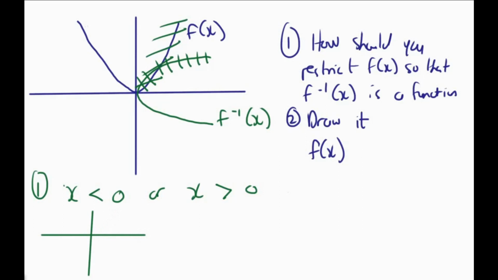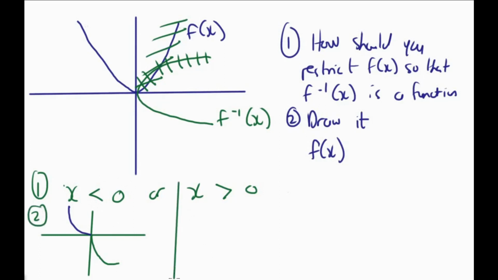Okay, let me do f(x) in blue and f⁻¹(x) in another color. So here we're restricting, we're saying if x is less than 0, sorry, I apologize, x is less than 0, it's going to be over there, and if you're going to draw it, it's going to be over there. So that's basically the drawing. You see that? So that's the restriction. That's number one. And there's number two, the drawing.